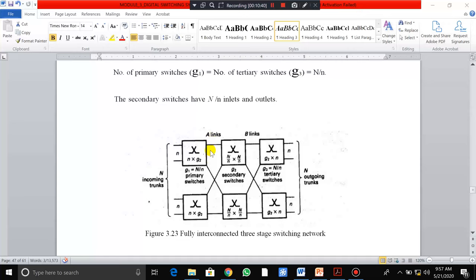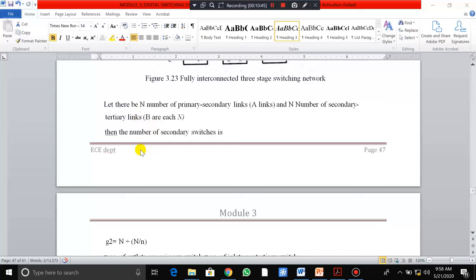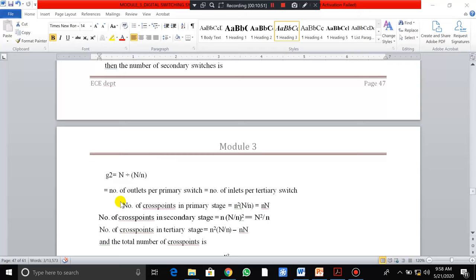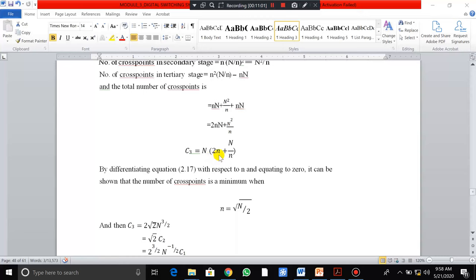So these are the equations we have in the three-stage network. G2 is equal to n divided by N by n, which is equal to the number of outlets per primary switch, which is equal to the number of inlets per tertiary switch. So these are the equations: C3 is equal to N into 2n plus N by n, and n is equal to the square root of N by 2.